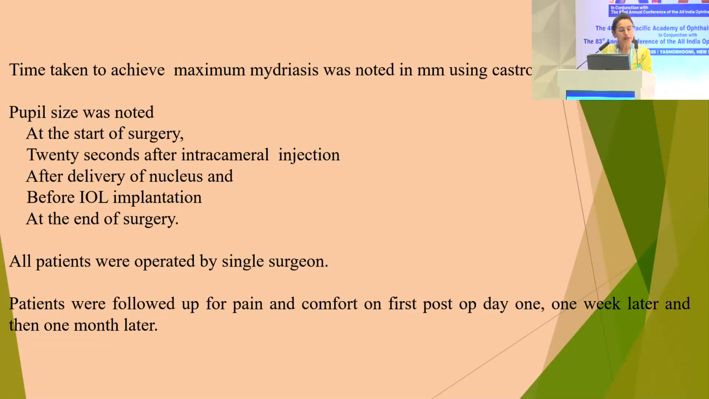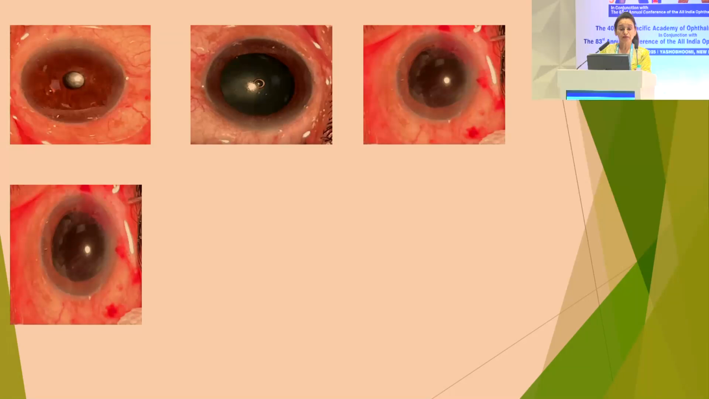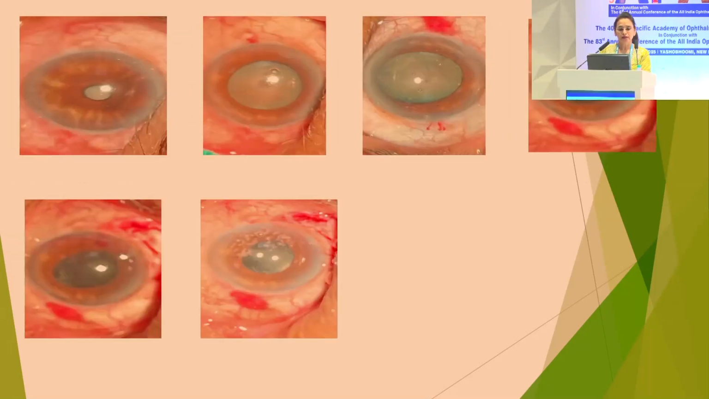Pupil size was noted at the start of the surgery, 20 seconds after injection of the fixed dose combination, after delivery of the nucleus, before IOL implantation and at the end of the surgery. Patients were followed up for pain and comfort on the first post-op day, 1 week and later on. These are a few pictures after injection.